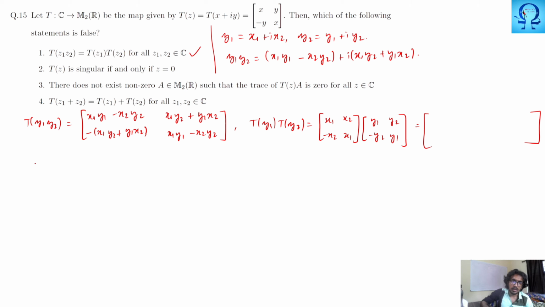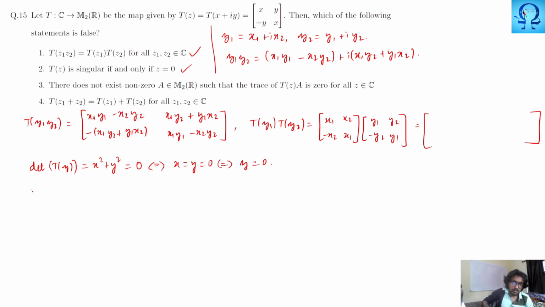Okay, and when do we say a matrix is singular? If the determinant is 0, right? So determinant of t of z is nothing but simply x square plus y square. The sum of two non-negative quantities is 0, which is possible only when these two quantities are 0, which means what? z is 0. So this happens to be true, right?